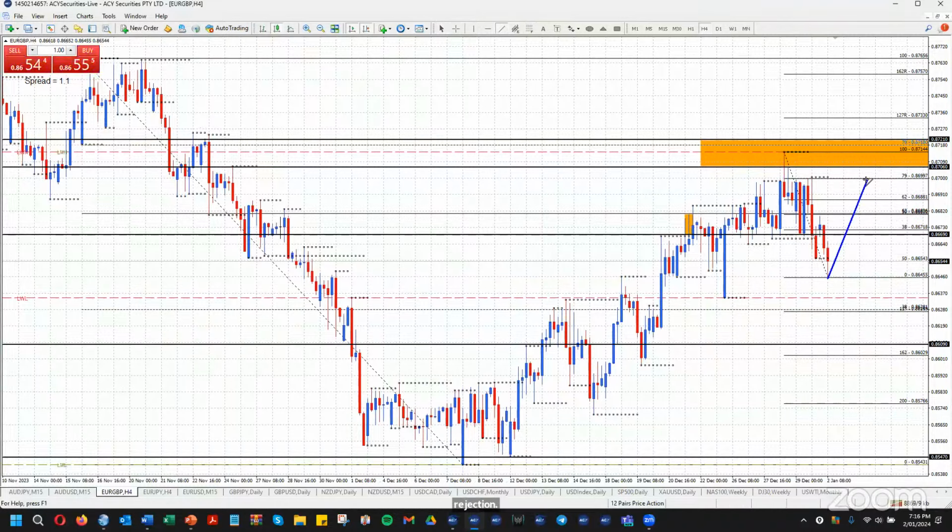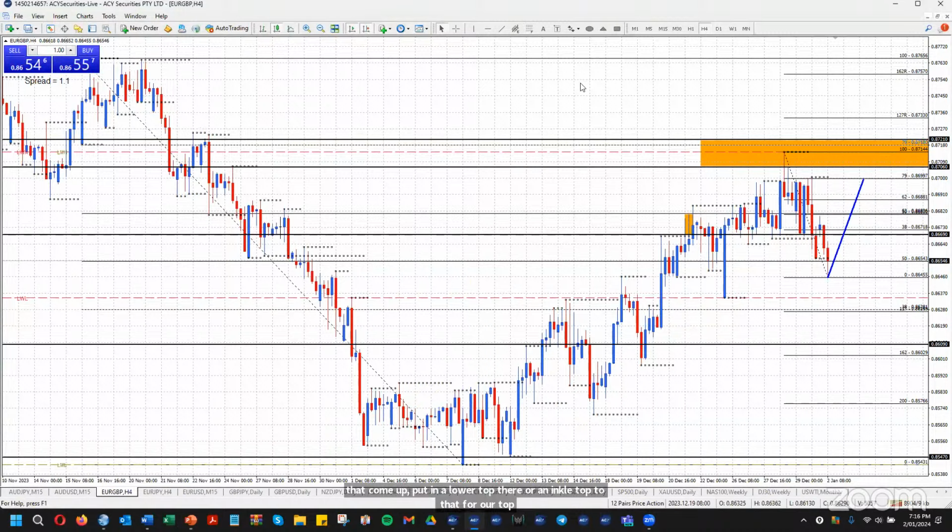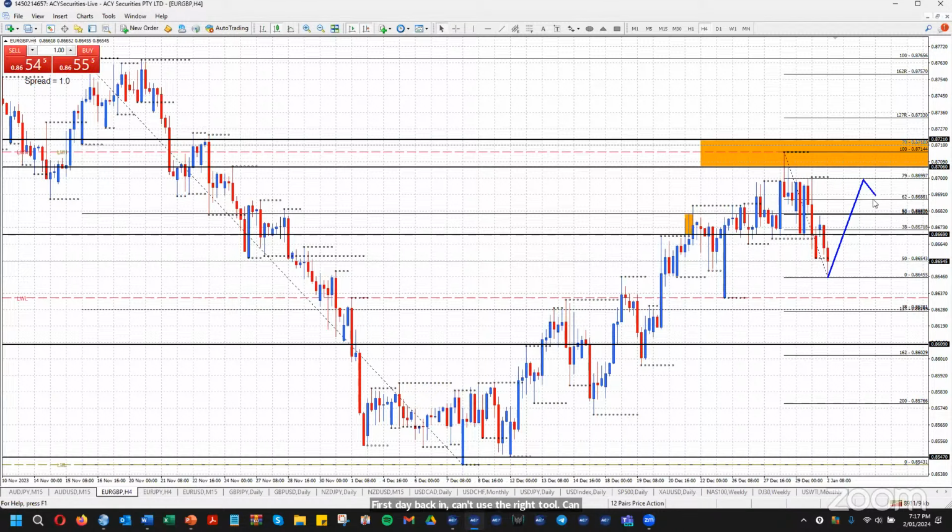Looking for this to come up to ideally the 79% level of that range. There's some 4-hour tops to the left. Can that come up and put in a lower top there or an equal top to that 4-hour top? But it'll be a lower top in the day chart. First day back and I can't use the right tool. But can we come up and put in a lower top on the day chart to then be moving back down the range in line with the weekly trend, which is down? So coming up to form maybe a lower top on the weekly. Is that what's happening after last week's rejection? So I'll be looking for a rally, failure.